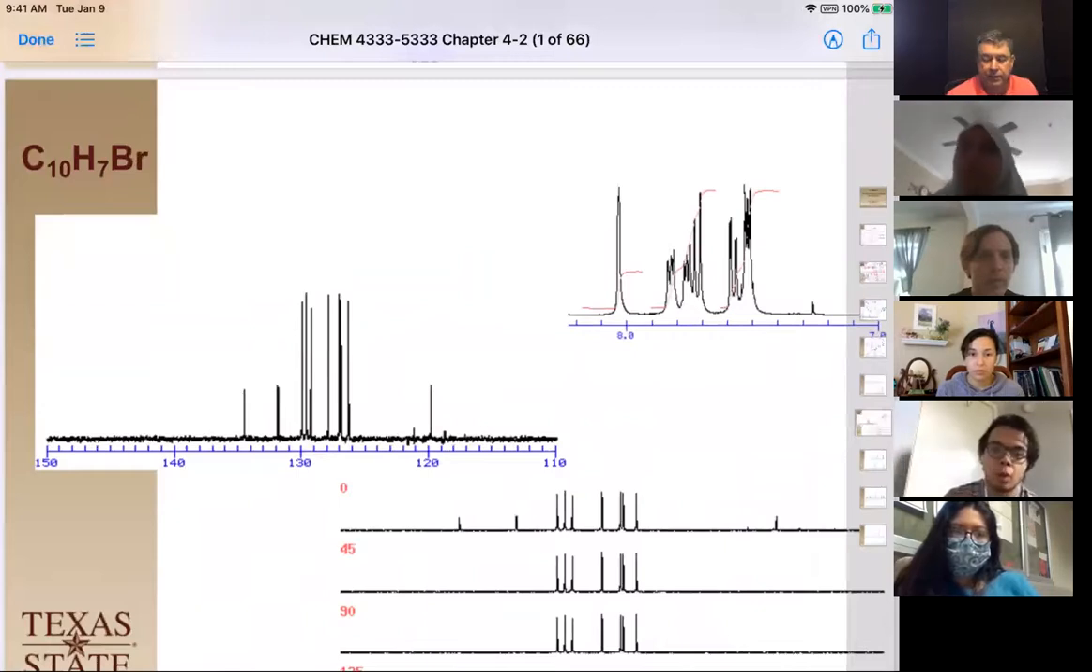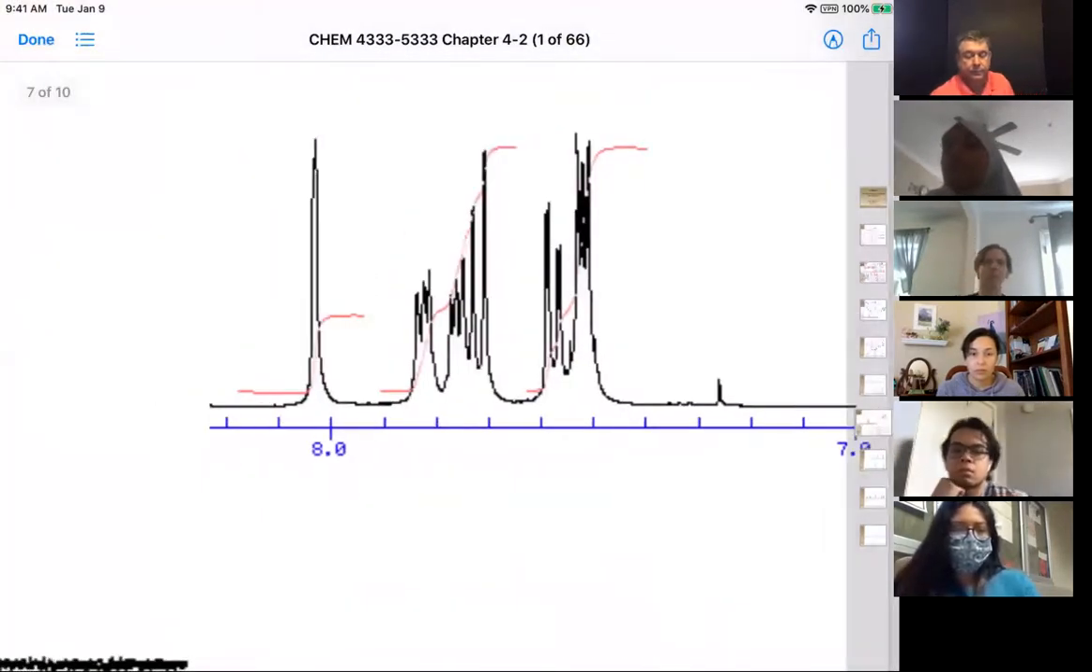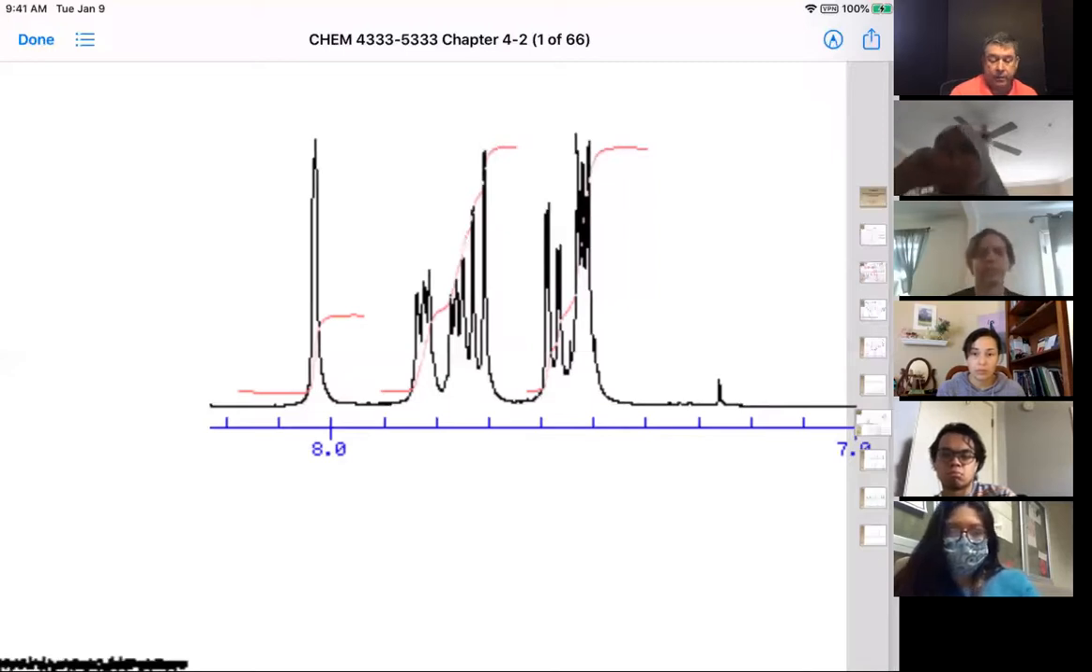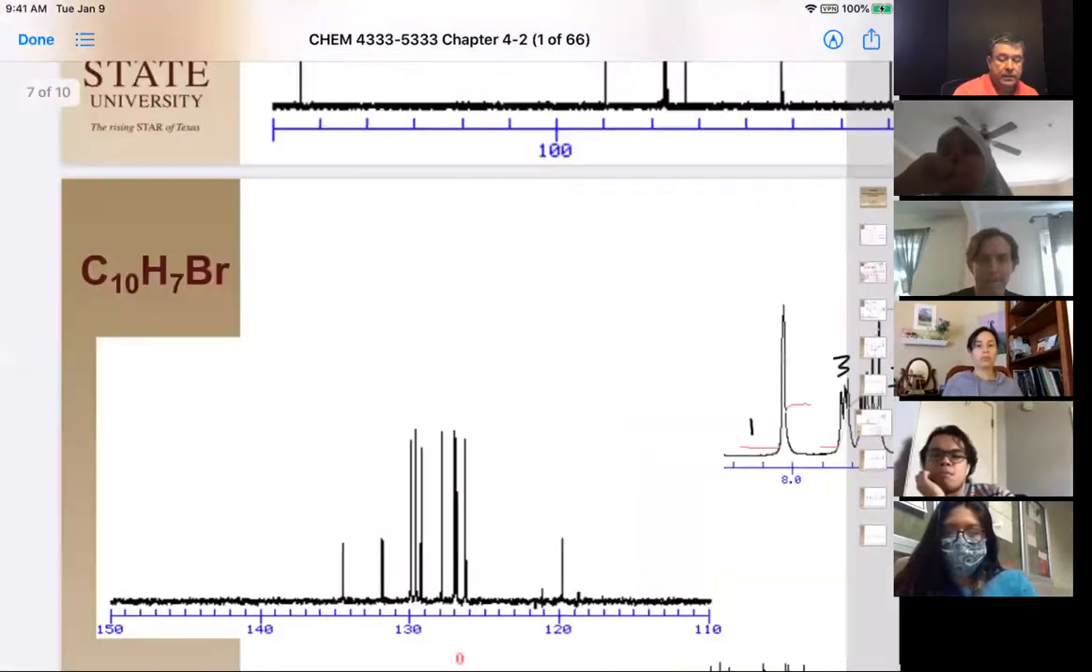So we have C10H7Br. Okay. So let's look at the proton NMR first. It starts at 7 and it ends at 8.1. So what do we have? Substituted benzene. Something absolutely has benzene in it. And it looks like we have 1, 3, 3 for integration. So it looks like we have 7 protons. Okay. So yeah, that's consistent.